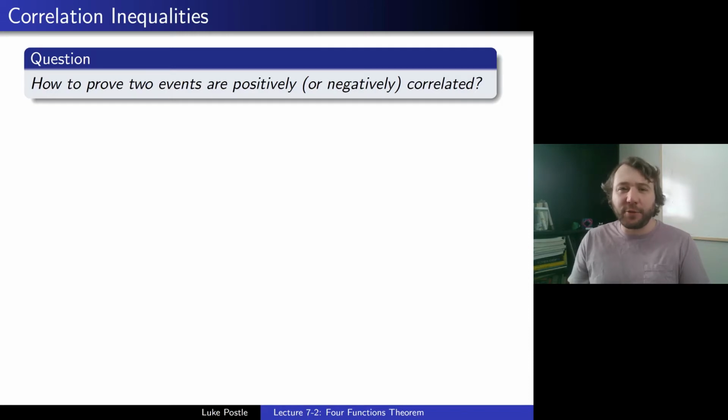So here's a natural question. How do we prove that two events are positively or negatively correlated? So what do I mean here? Other than actually doing out the calculations, there's a more general framework that will allow us to show this.